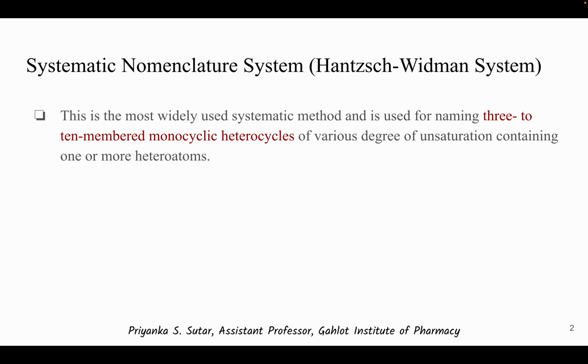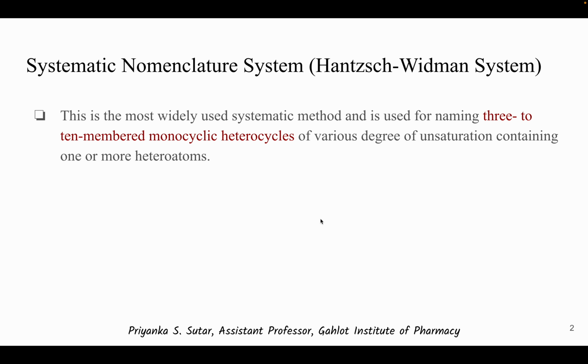Now the Hantzsch-Widman system is a systematic method which is used to write the name of 3 to 10 membered monocyclic heterocycles. Basically it is for a heterocycle which is monocyclic, that is a single cycle, of various degrees of unsaturation. There may be one double bond or 2-3 double bonds, plus one or more heteroatoms, various double bond and heteroatom systems.